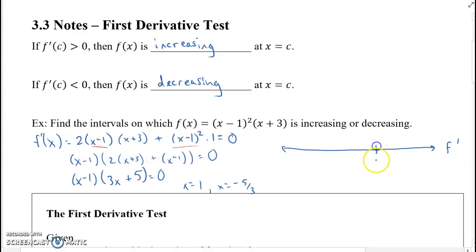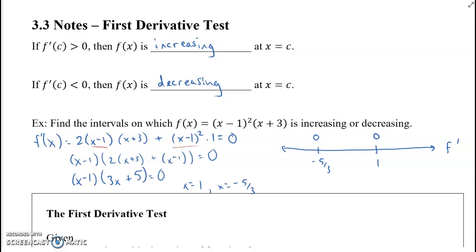I'm going to put 1 over here on the right because it's the bigger of the two, and negative 5/3 on the left because that's the smaller of the two. And I like to put a 0 up here to remind me that when x equals 1, f prime equals 0, and when x equals negative 5/3, f prime equals 0. And these are values that aren't helping us for increasing and decreasing. They're just the boundaries for increasing and decreasing. So now we move on to some test points.